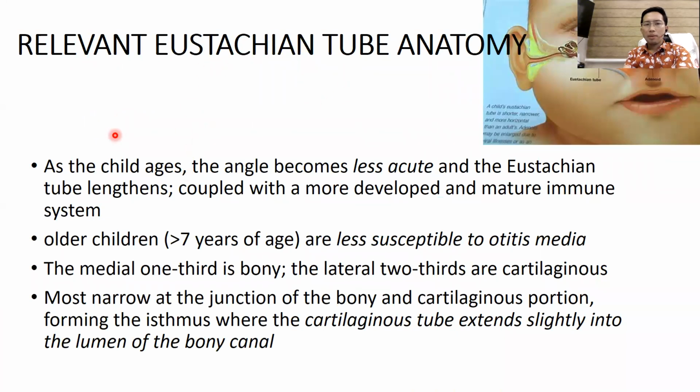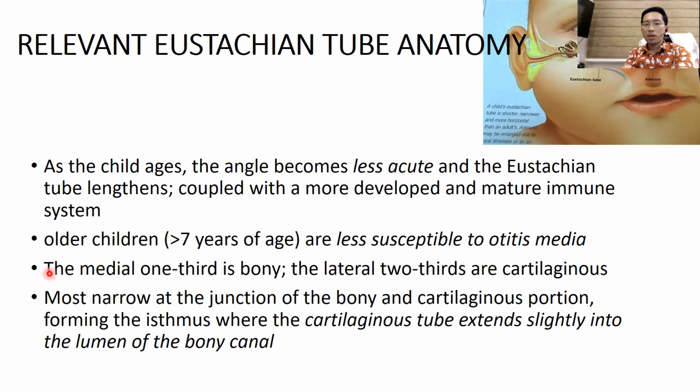Also remember that as the child ages, the angle becomes less acute and the eustachian tube lengthens. But it is coupled also with a more developed and mature immune system. Older children, more than 7 years of age, are already less susceptible to otitis media because of the changes in the eustachian tube anatomy.